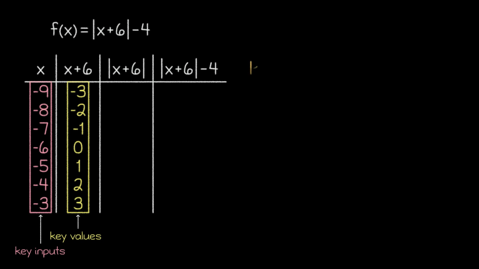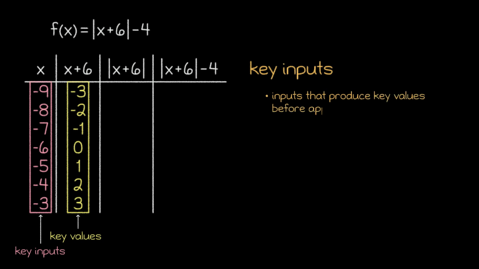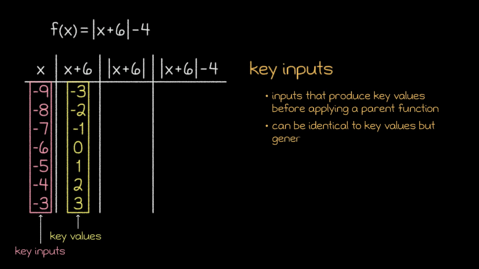In general, the key inputs are the numbers that we will plug into a function so that we achieve our key values right before we apply the parent function. In some instances, these key inputs might be exactly the same as the key values, but in many other instances, they'll differ based on the numbers in the function. And once again, we might not always have 7 key inputs, but the number of key inputs will always correspond with the number of key values.